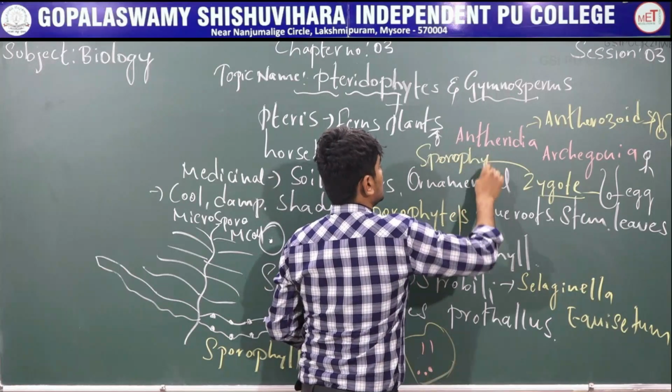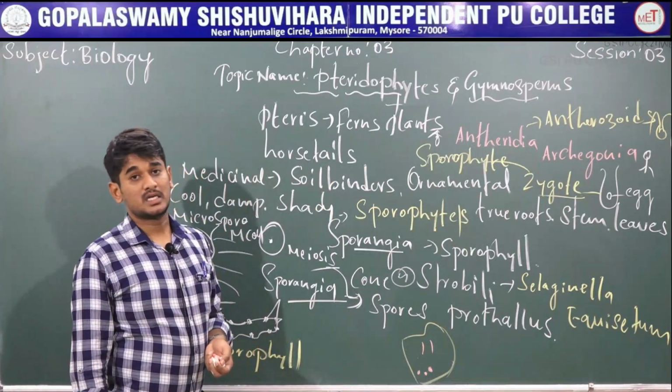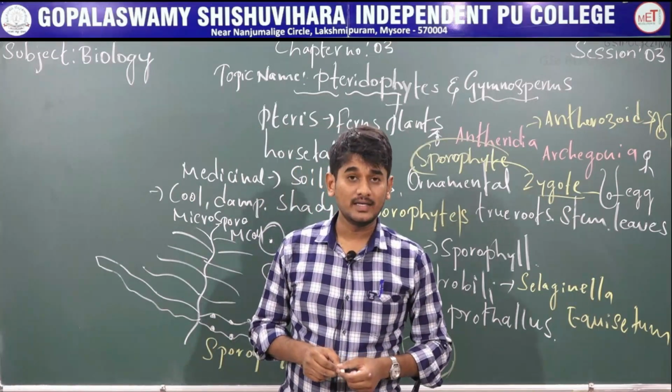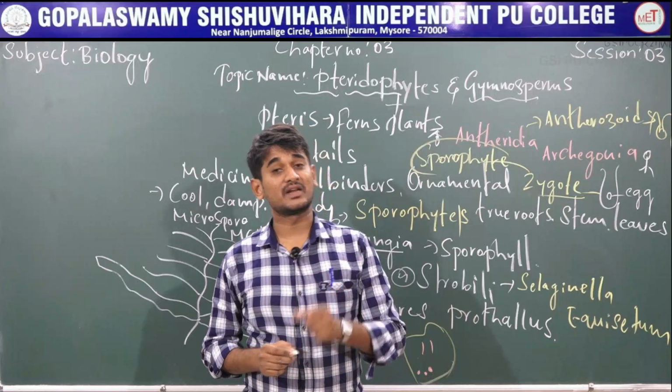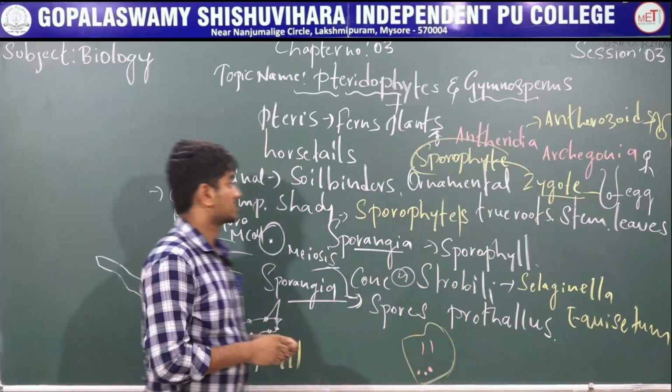This is the dominant phase in pteridophytes. In the majority of pteridophytes, all the spores are of a similar kind. Such plants are called homosporous.